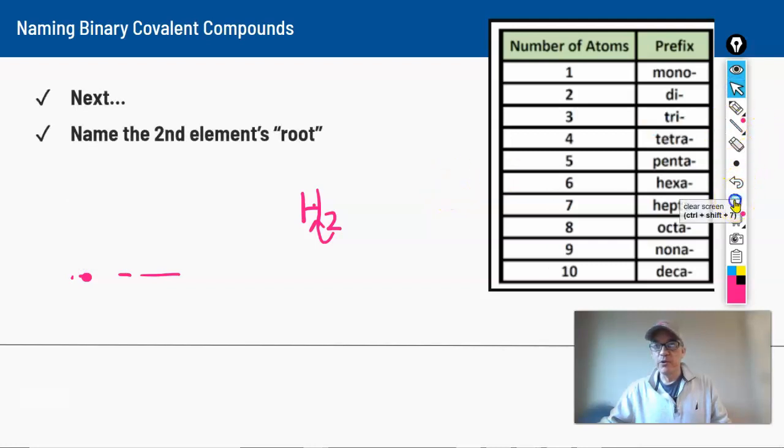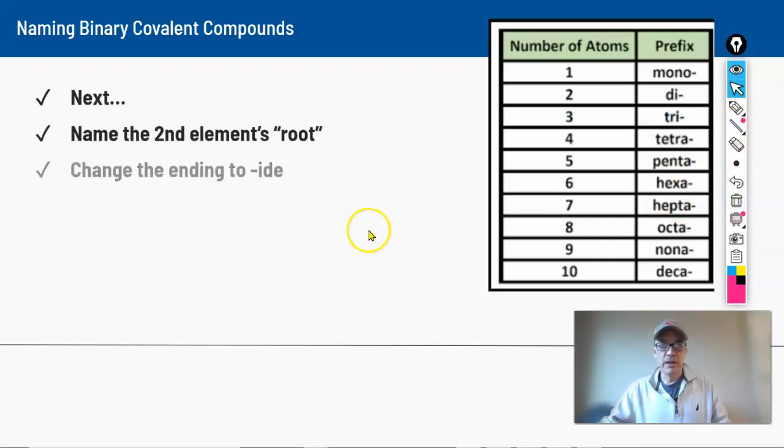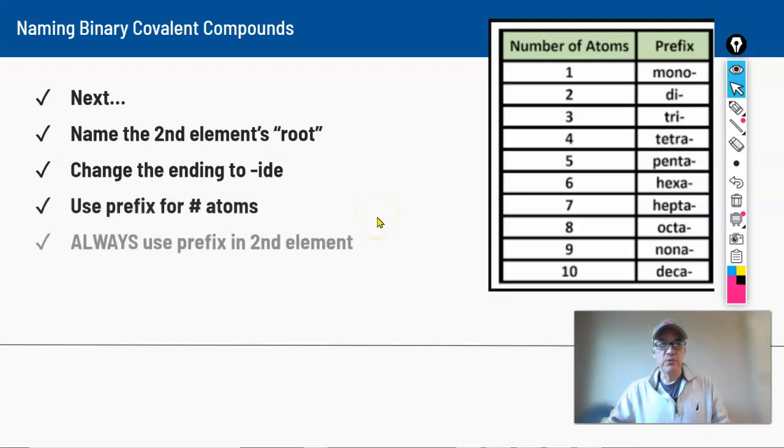Now doing the second one, we write the root and use the IDE ending, similar to what we would do with an ionic compound. And in this case, we always use a prefix. So we write the root, we give the IDE ending, and then we always end up using the prefix.